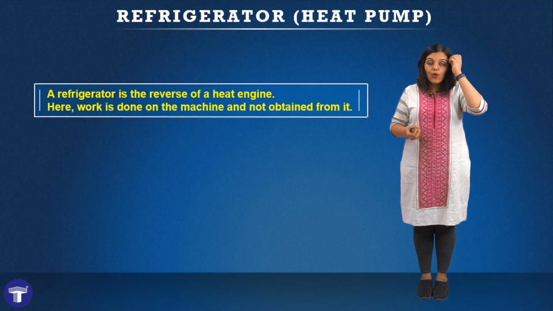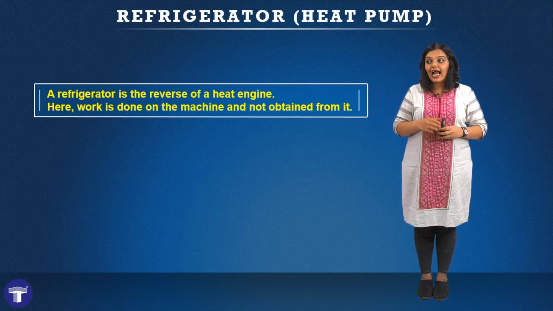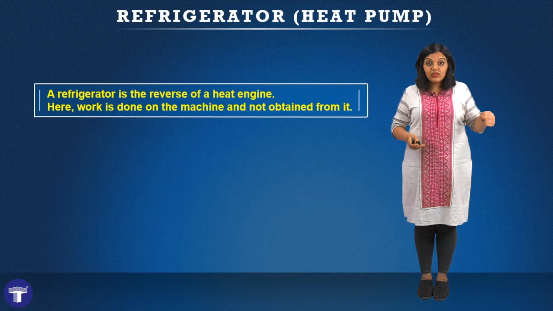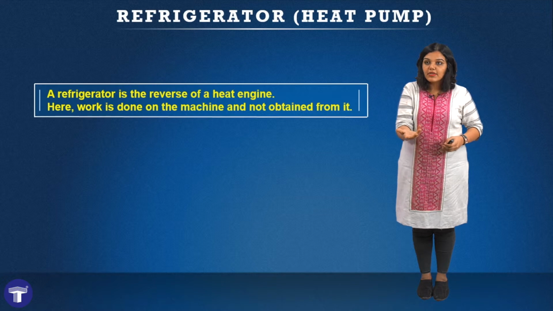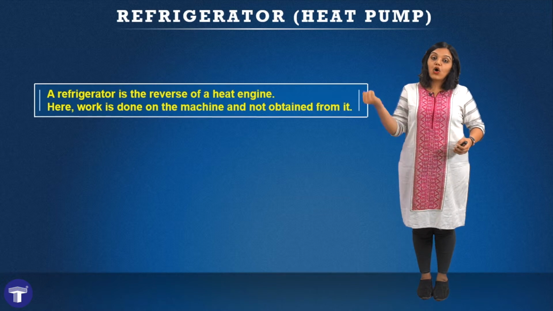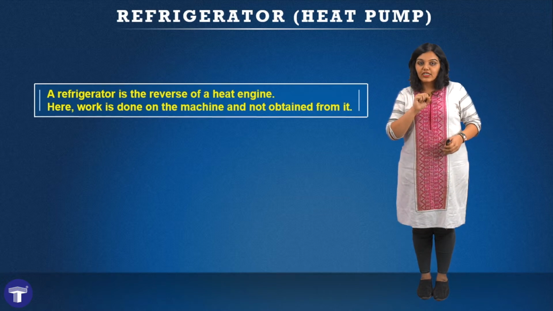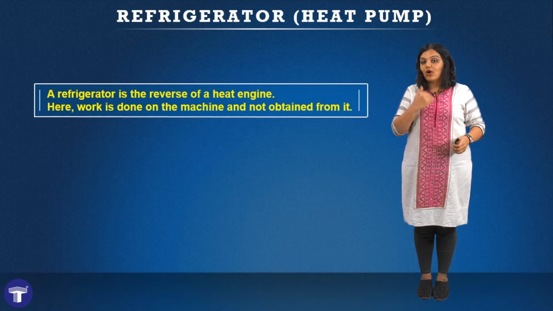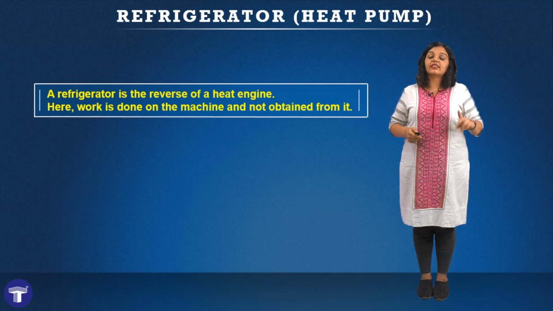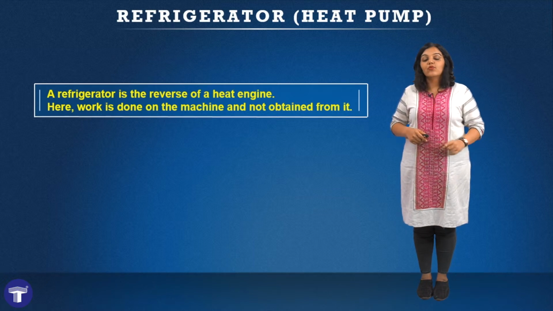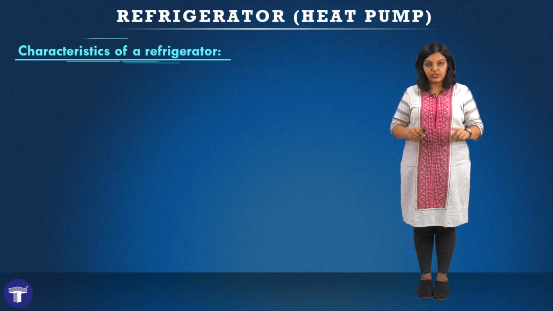What it does is now absorbs or extracts heat at a low temperature, gives out heat at a high temperature, and instead of giving out work to the environment, we actually have to do work on the refrigerator. And therefore, for a refrigerator, we say that work is done on the machine and not obtained from it. The principle of the refrigerator and the heat pump is the same. Let's quickly see what are the characteristics of a refrigerator.